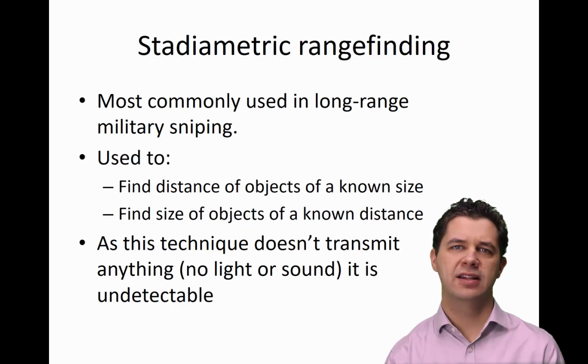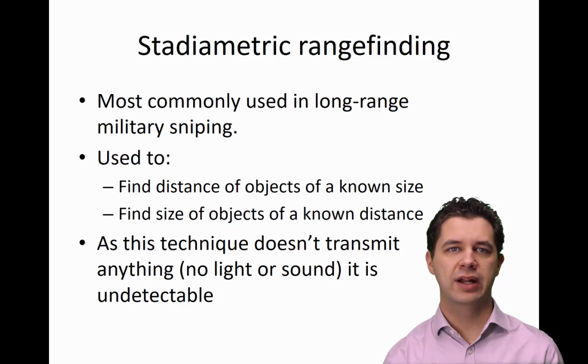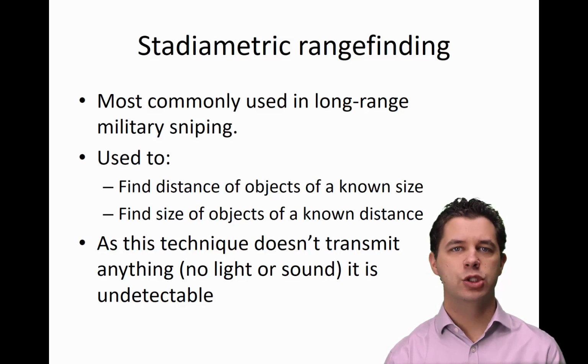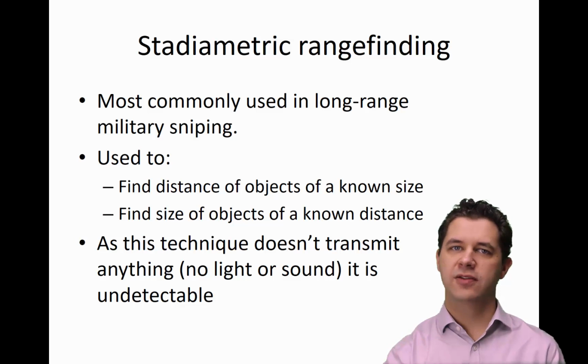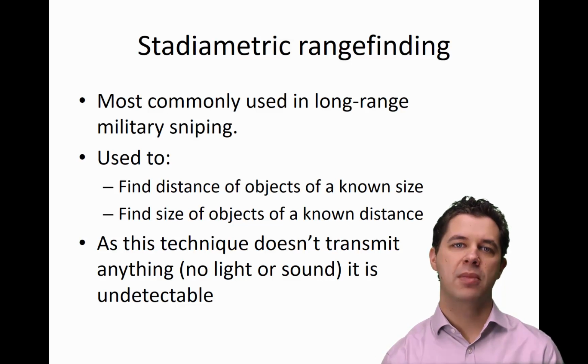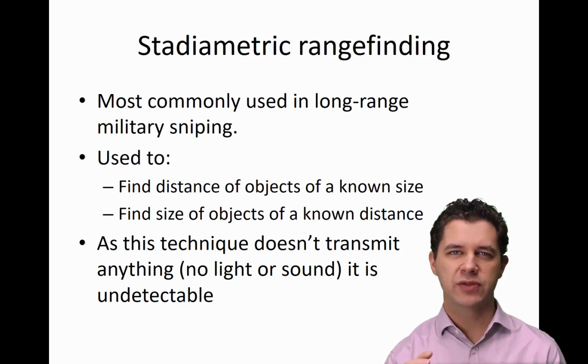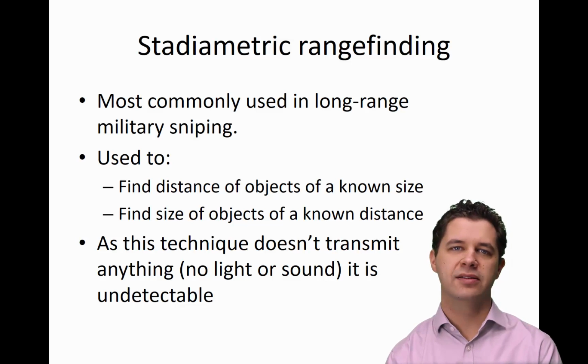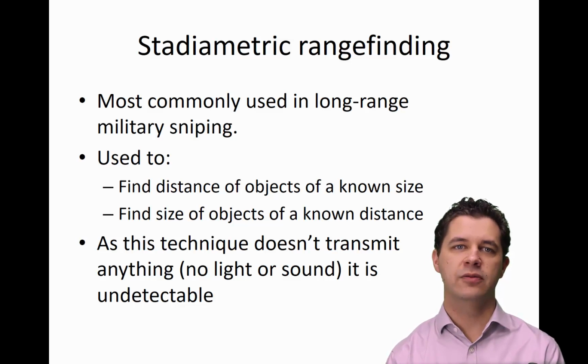So our first range finding technique is the stadiametric range finding technique. This is most commonly used in the military for long range sniping. Essentially, it's used to find the distance to objects of a known size. Or, conversely, if we know what the distance is, it can tell us what the size of that object is. One of the advantages of this technique is that it doesn't transmit anything. There's no light, no sound, nothing like that involved, and so it's pretty well undetectable.